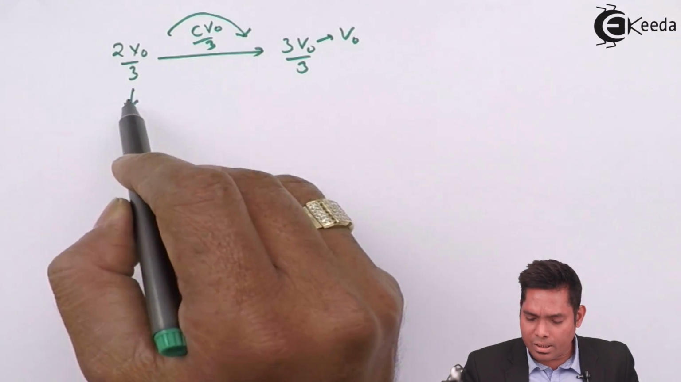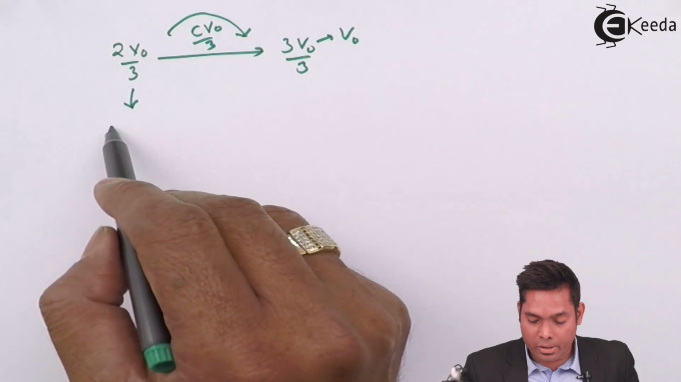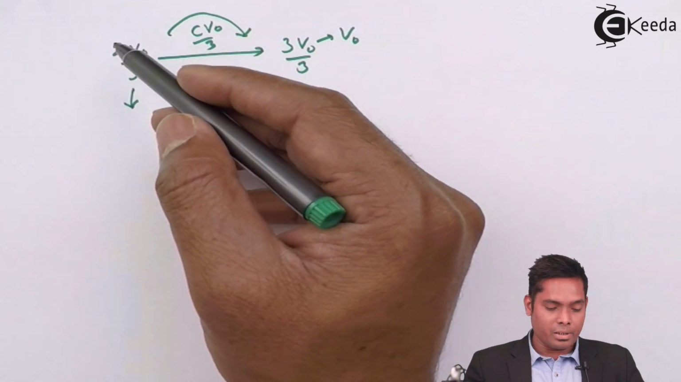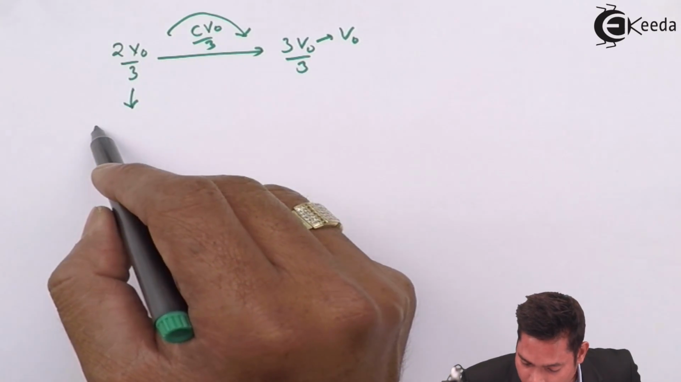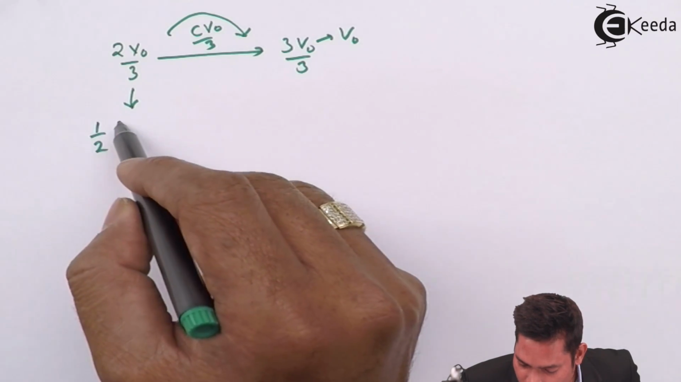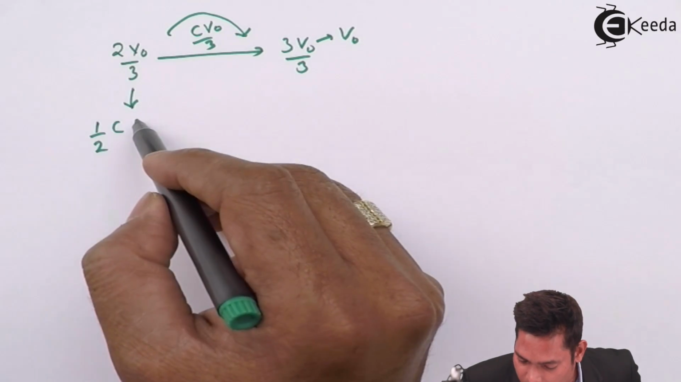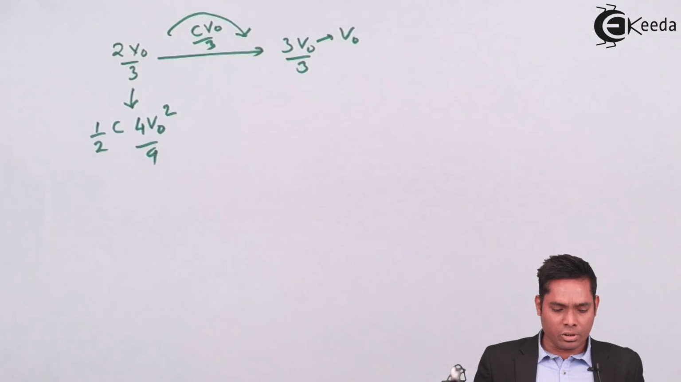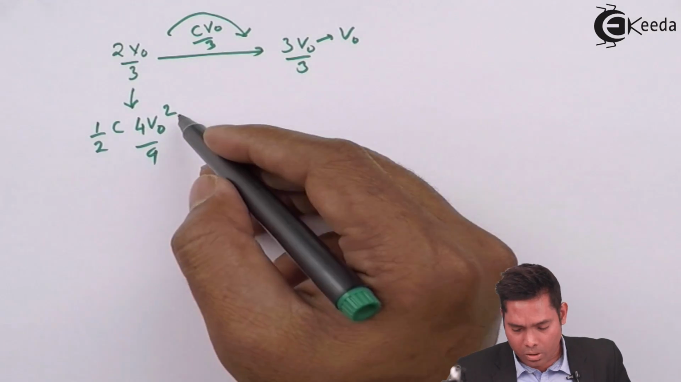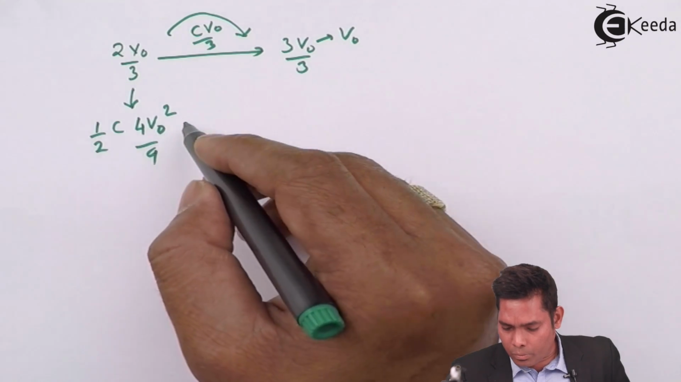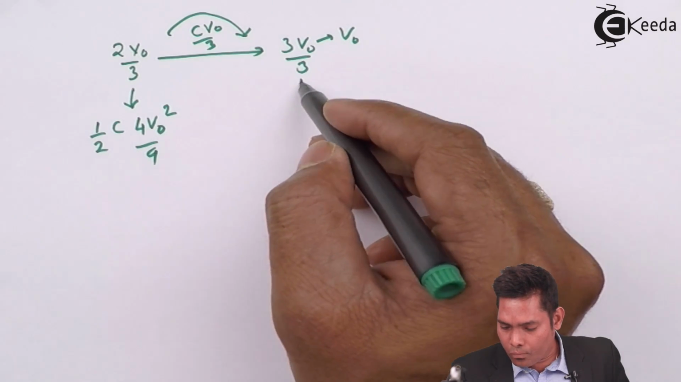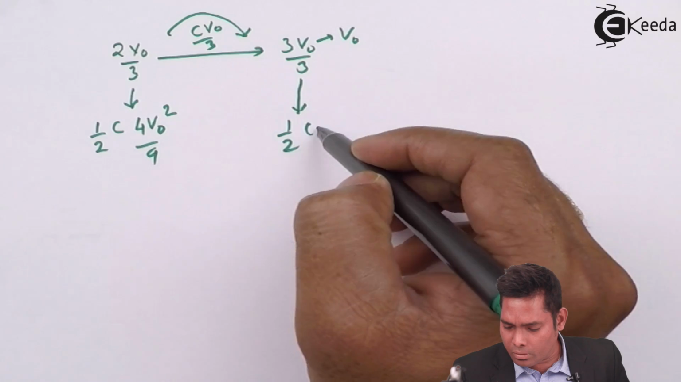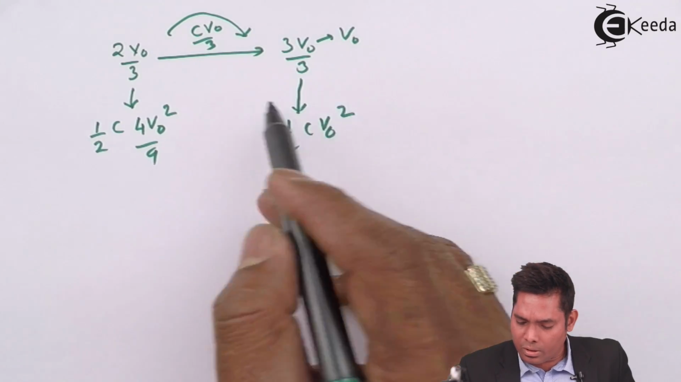Here what was the initial energy stored? In this step the final energy that is stored is half C times the square of this, that is 4V naught square by 9. This is the final energy stored. Now from here we are changing to this one, that is half CV naught square. So what is the difference?